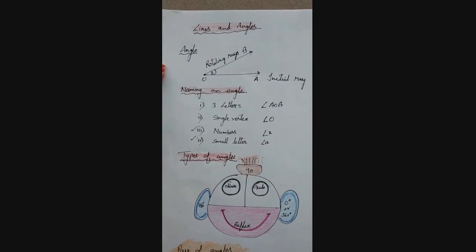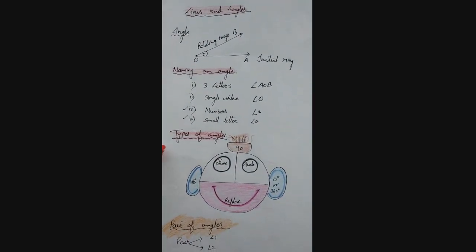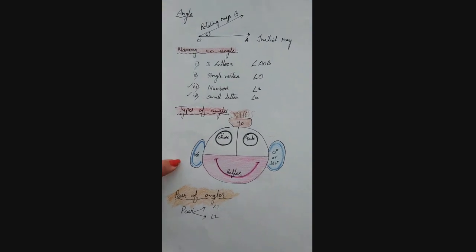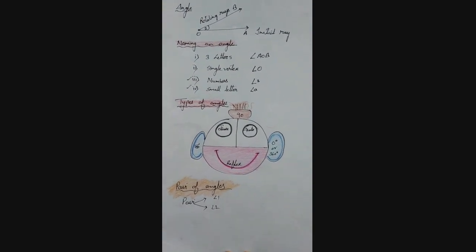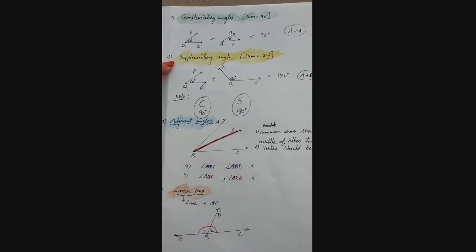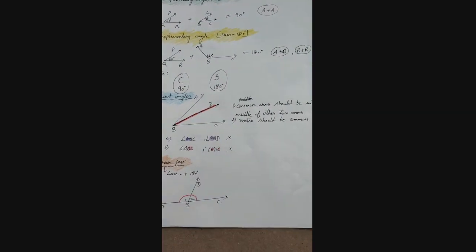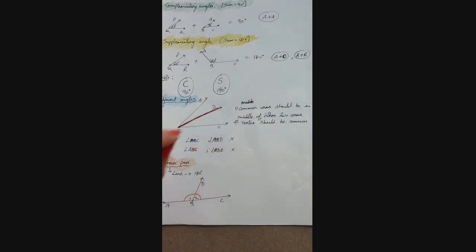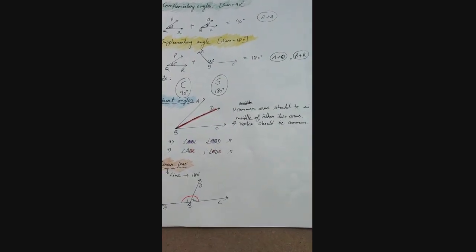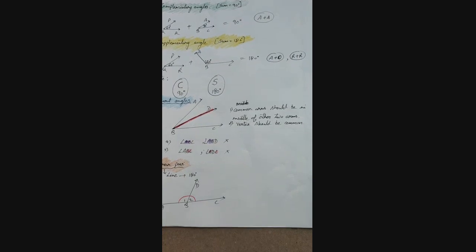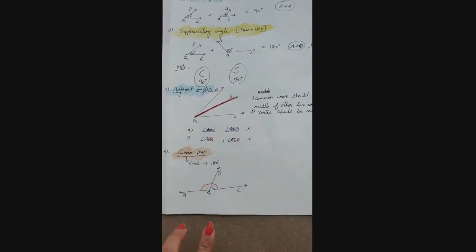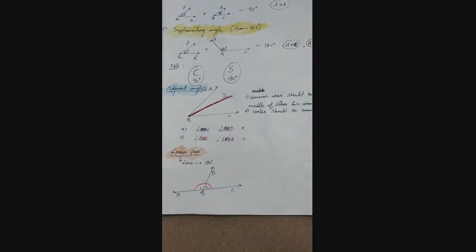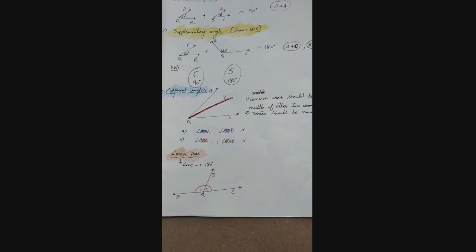Lines and angles, angle, naming an angle, types of angle using the smiley angle, then pair of angles: complementary angles, sum is 90 degrees; supplementary angles, sum of two angles is 180 degrees; adjacent angles, two special points are there. The first point, the common arm should be in the middle of the other two arms, and the other point, the vertex should be common. Linear pair, the sum of two adjacent angles should be 180 degrees.